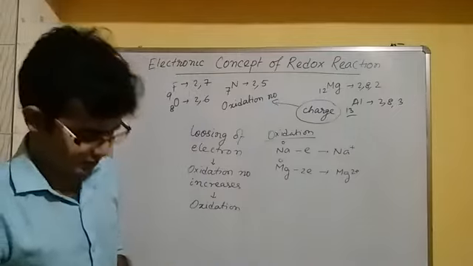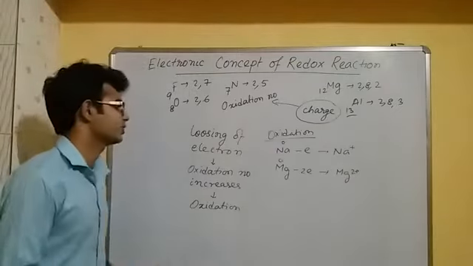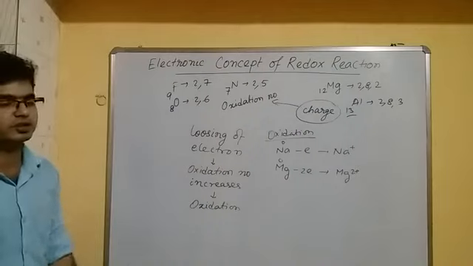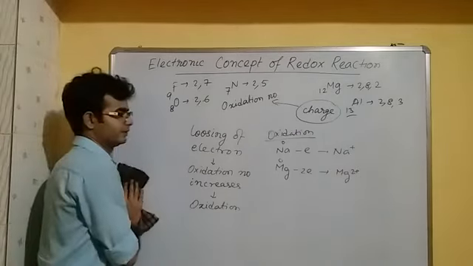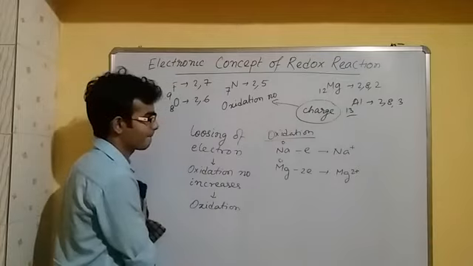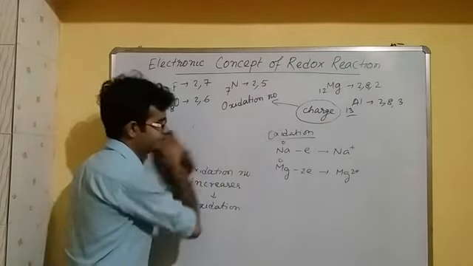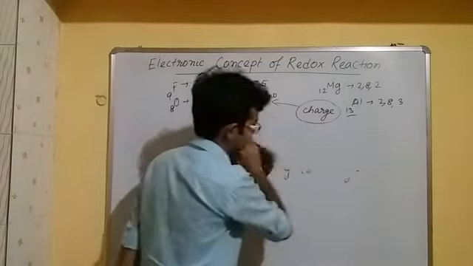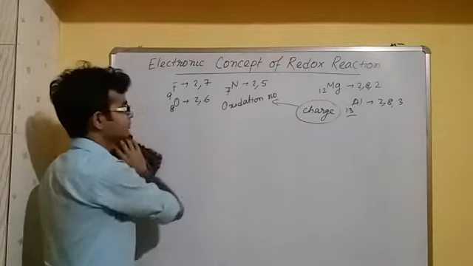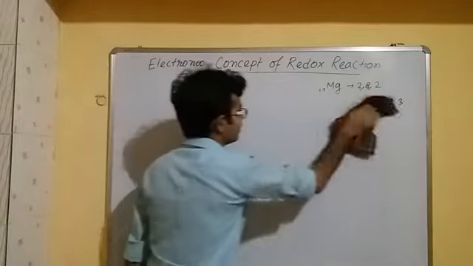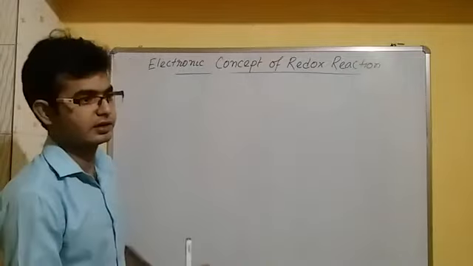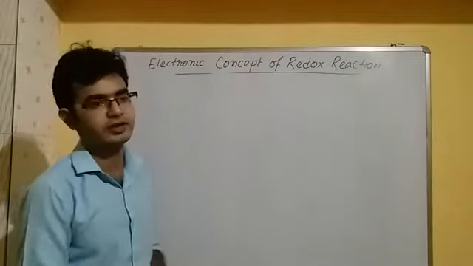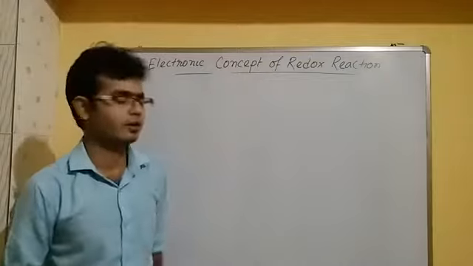So I think now it is clear to all of you what is oxidation and what is reduction on the basis of the electronic concept. Fine? Okay. Now I am giving you some examples, and then we will discuss how the oxidation number of an element can be identified within a given compound.